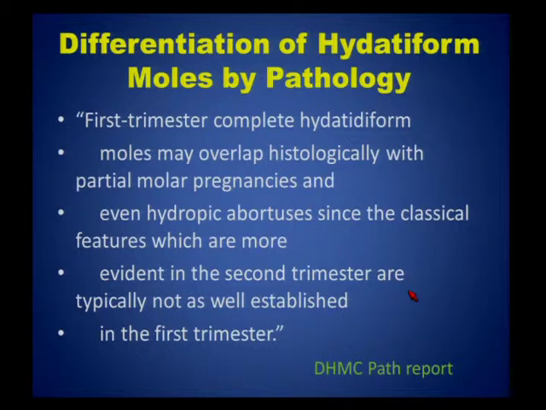And finally, I just want to end with this actual quotation from a Dartmouth Hitchcock pathology report. This report said, first trimester complete hydatidiform moles may overlap histologically with partial molar pregnancies and even hydropic abortuses, since the classical features which are more evident in the second trimester are not typically as well established in the first trimester. So if you're having trouble distinguishing partial moles from missed ABs, we're in good stands with the pathologist, certainly.